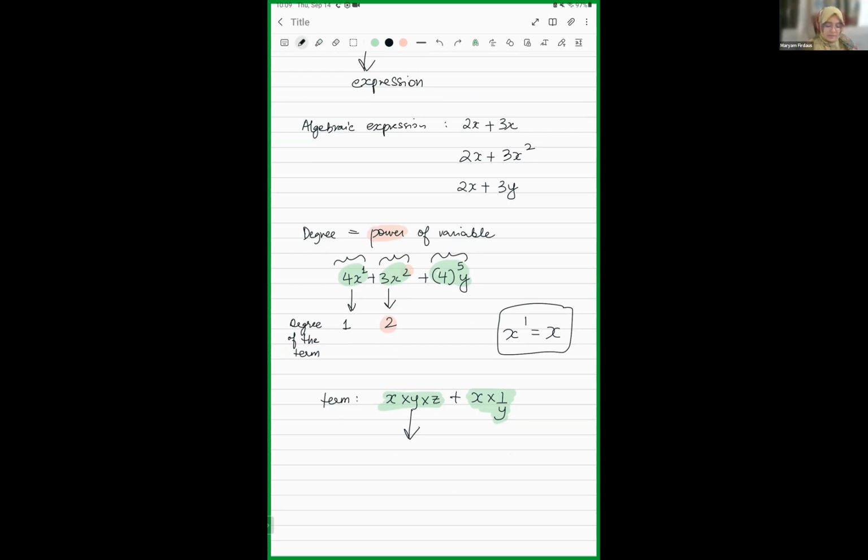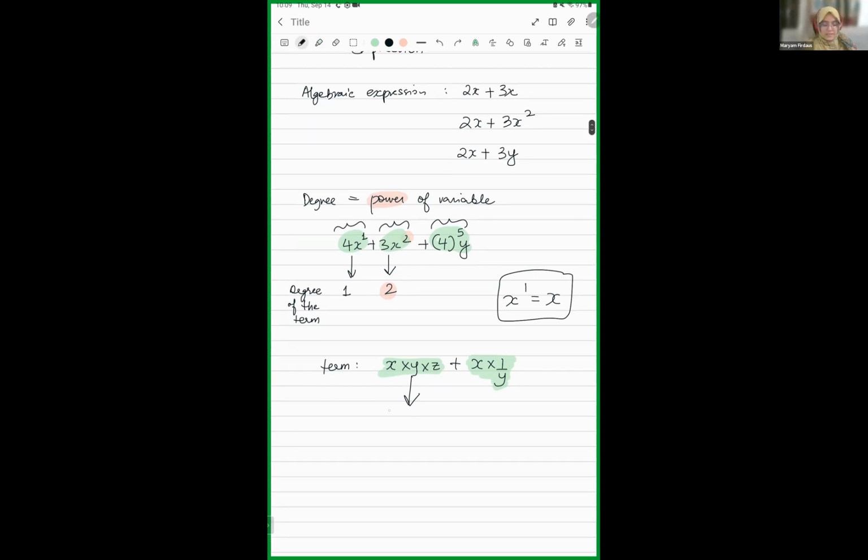For example, x into y into z can be written as xyz, plus x into 1 by y can be written as x by y. Now you can see much more clearly that this is just two terms. Here one term is over here, one term is over here. These are just two terms. So I hope the concept of term is clear.